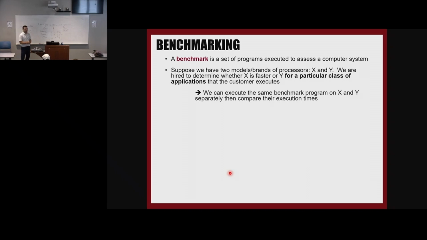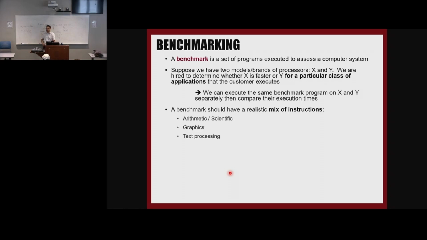So the idea of benchmarking is coming up with a bunch of workloads that we can run on different types of computer systems and compare them. This process is called benchmarking. Okay? You want to compare two processors, but you want to have specific programs to run on these processors. Good benchmarks have to have a mix of instructions. We can have, for example, arithmetic instructions, graphics, text processing, different applications. That's a good benchmark, right?